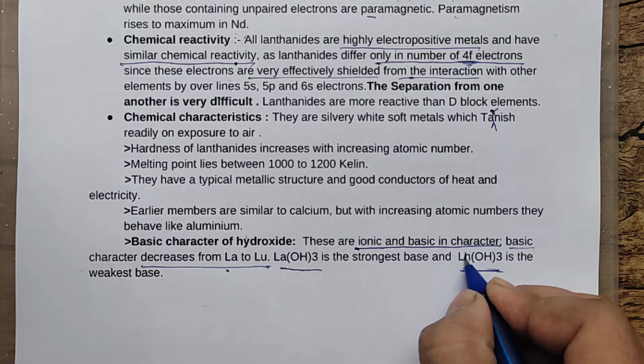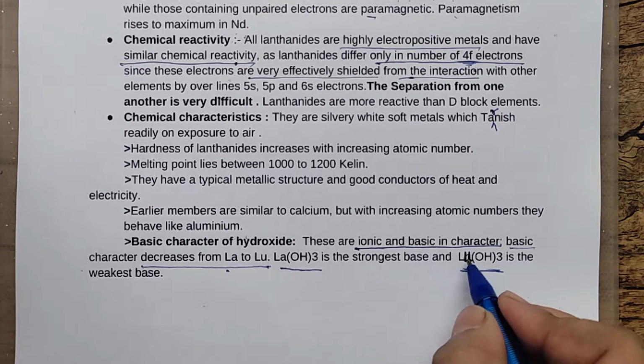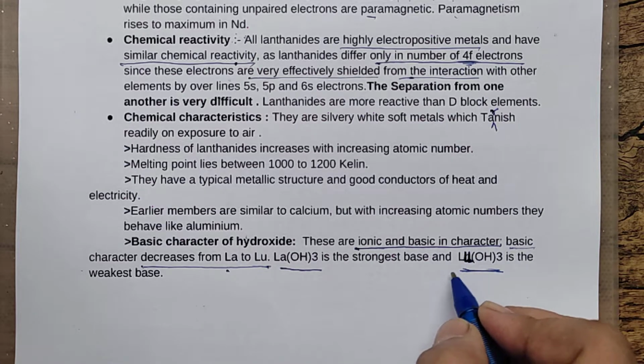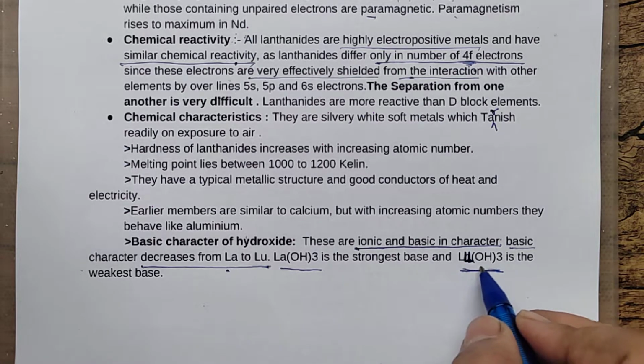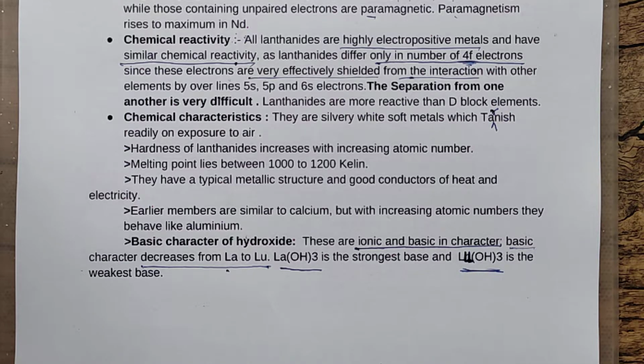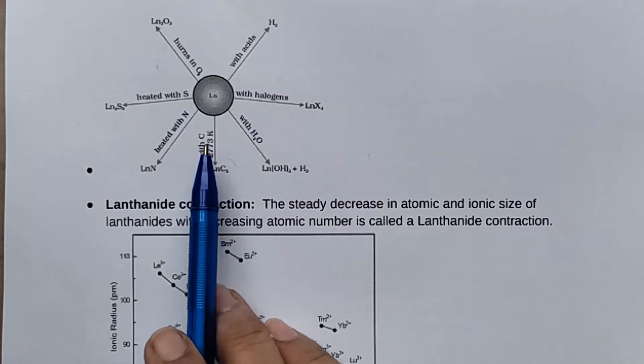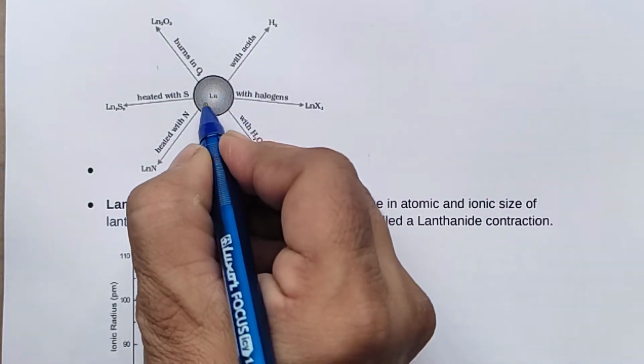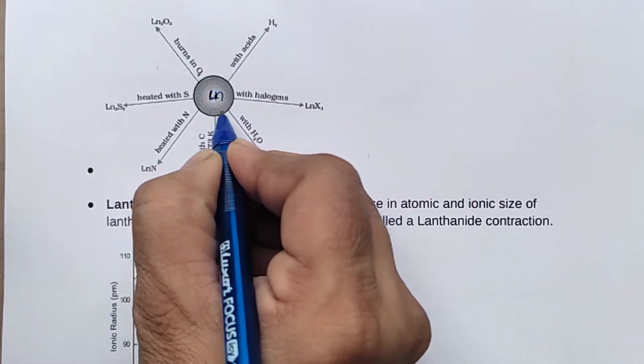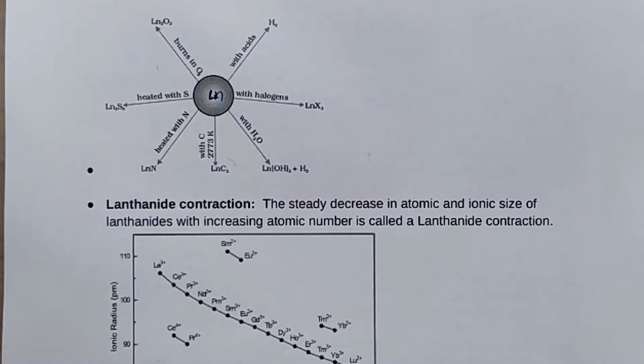Lu. This one, Lu. Okay, this is Lu, not Ln. Ln is the general symbol written for lanthanides. La is the strongest and Lu is the weakest base. Got it? This is a sort of a flow chart where Ln is in the center. Ln is a normal symbol written for lanthanides.